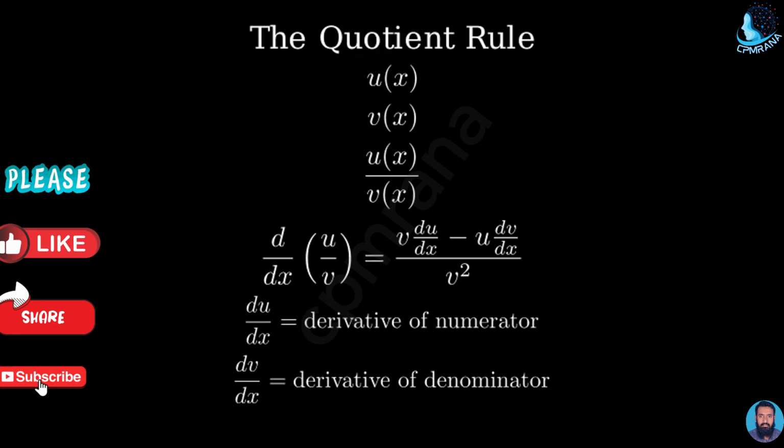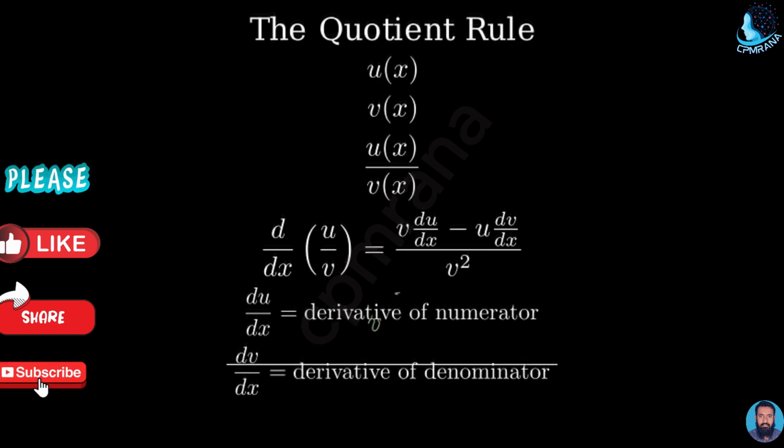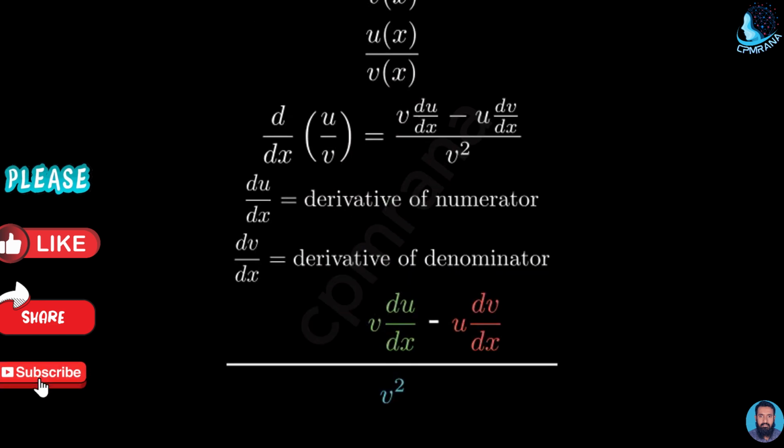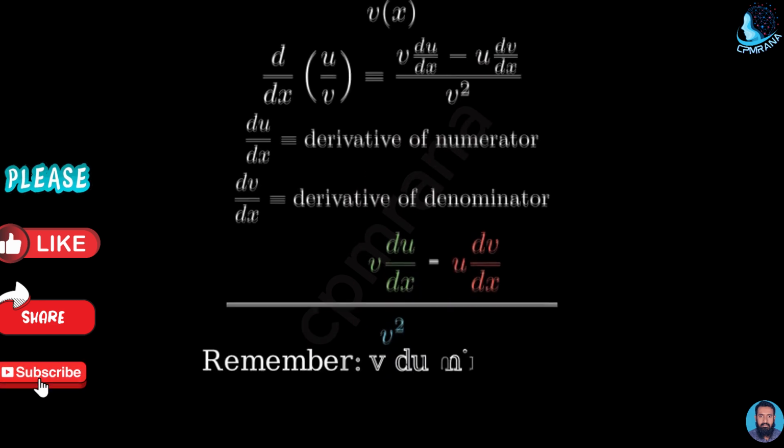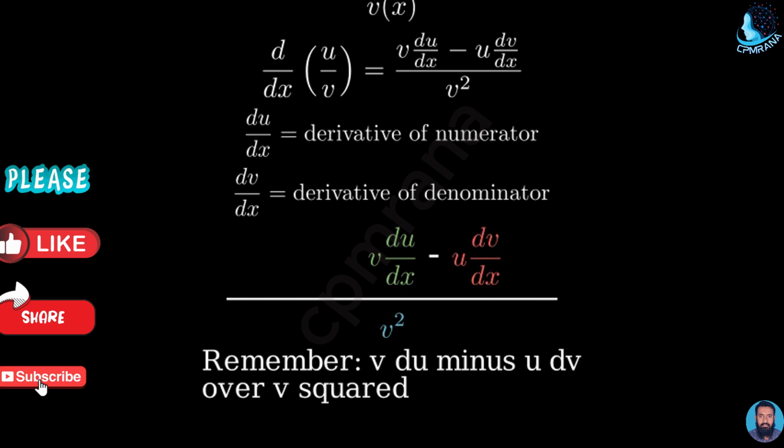Now, let's visualize how the formula works. In the numerator, we multiply v by the derivative of u, then subtract u times the derivative of v. Finally, we divide everything by v squared. Here's an easy way to remember the quotient rule. The denominator is always v squared. In the numerator, think v du minus u dv. This pattern, v du minus u dv over v squared, is the key to the quotient rule.